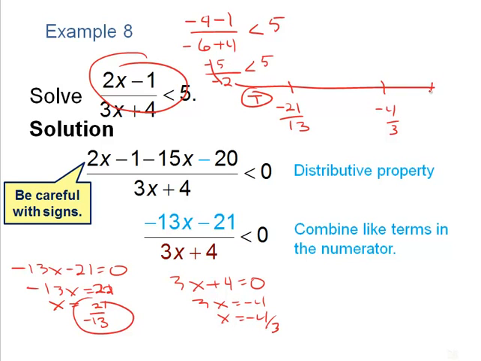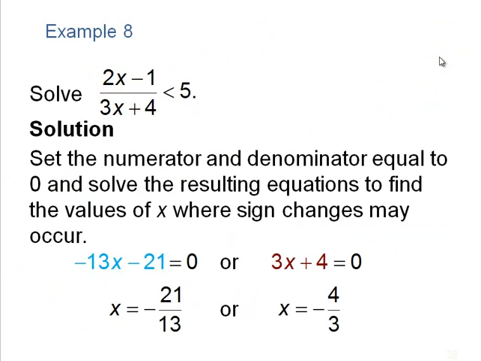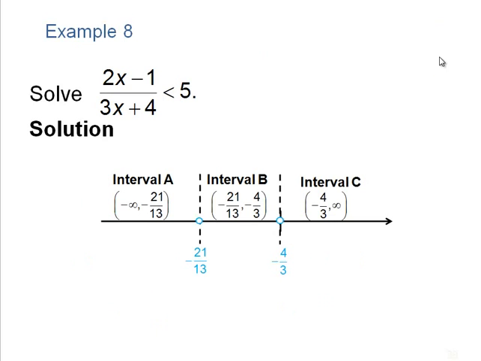Obviously the best one to check here is 0, right? Plug in 0, we get negative 1 over 4. Is that less than 5? And yep, that one works as well. Now rather than spending a lot of time going over the middle one, let's check here and see what they're telling us.